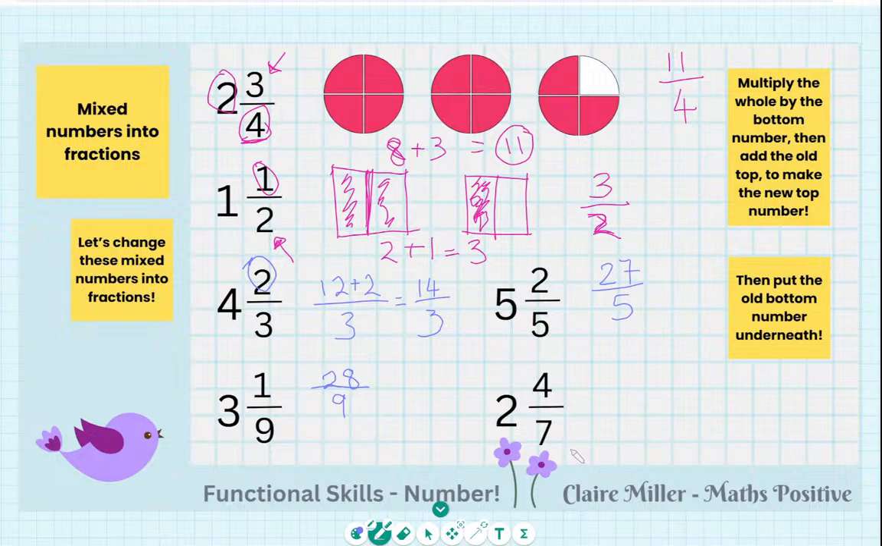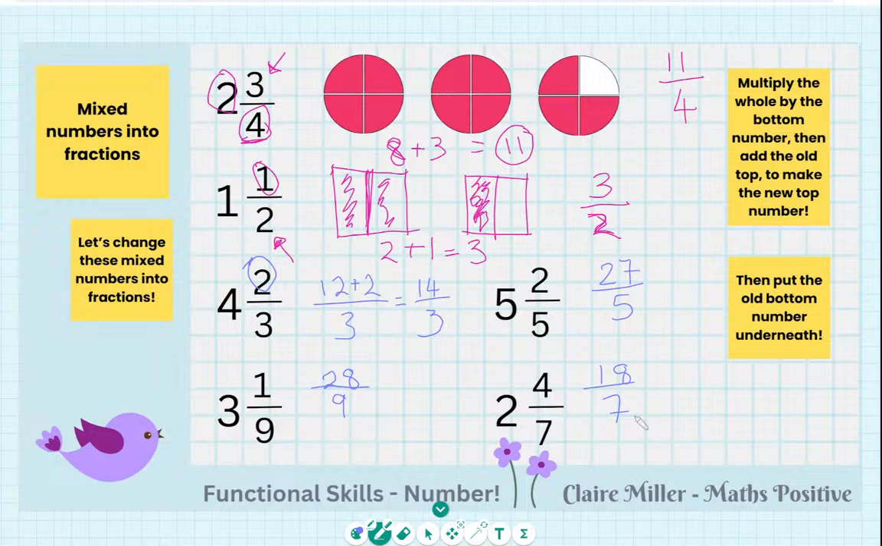And then this 2, I need to turn into sevenths for 2 and 4 sevenths. In this 2, there are 2 times 7, 14. 14 little sevenths in these 2 wholes. And then I'm going to add on this 4 sevenths that was already there. So 14 add 4, that's 18, isn't it? So that gives me 18 sevenths. Fantastic, brilliant.